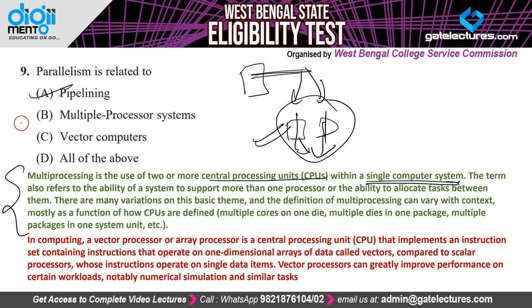So this multiprocessor system actually uses parallelism, as well as this vector computer also uses parallelism. You can read here. I'm not explaining it because it is very easy and very intuitive. So the correct answer for this question number 9 is option D here. It is the correct answer because all these three concepts use the mechanism of parallelism.